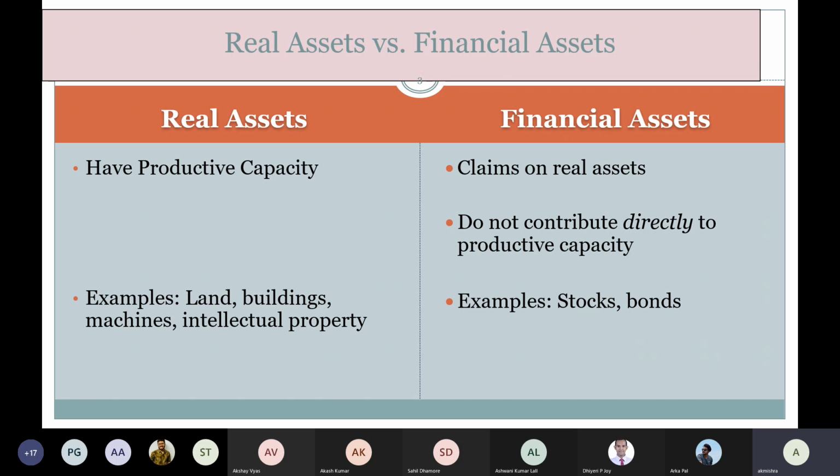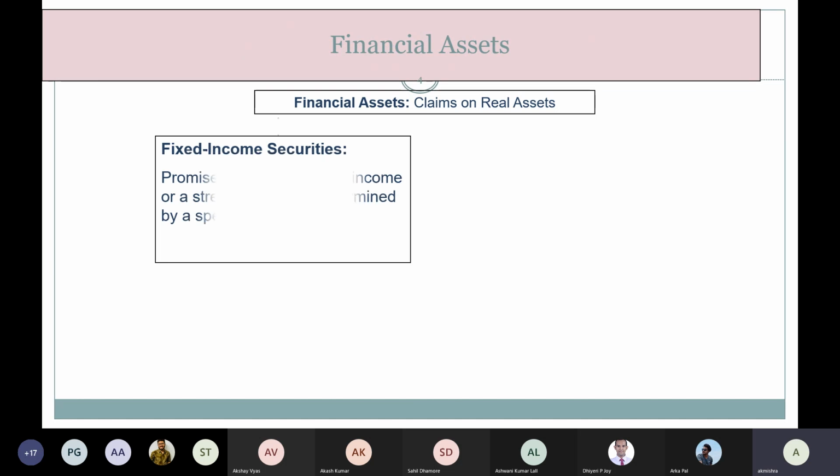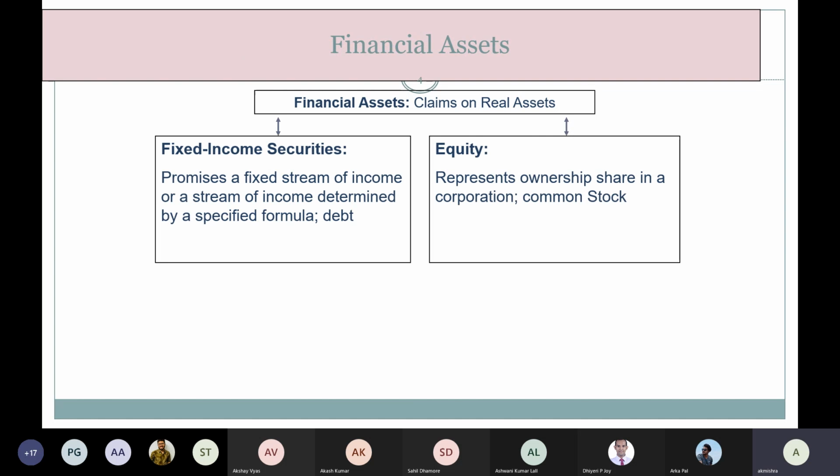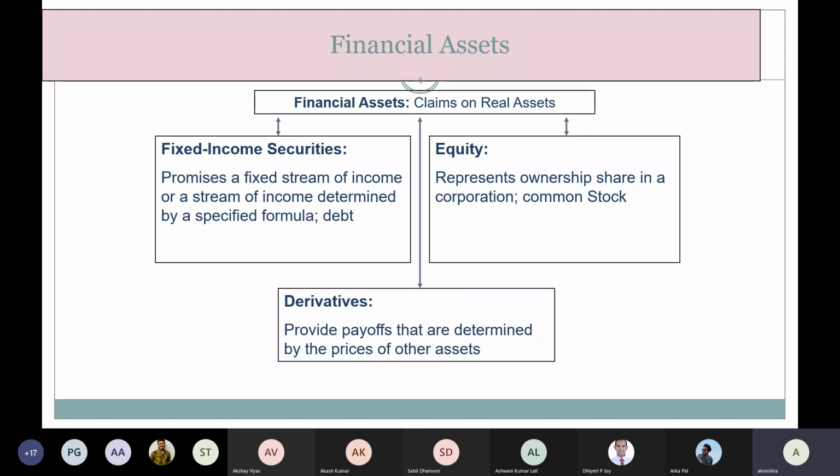So that is the major difference between real assets and financial assets. Real assets basically directly contribute in terms of production, whereas financial assets are the assets that give a claim to the asset holder, but they do not directly contribute to production. So this is a major difference. So whenever we talk about financial assets, basically claims on the real assets, we can broadly classify into two categories.